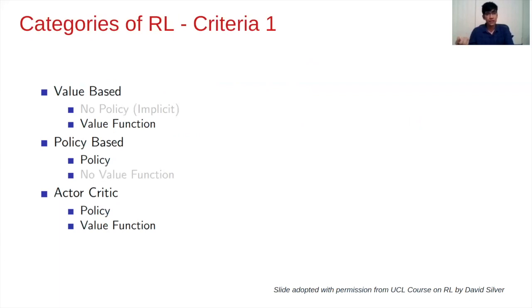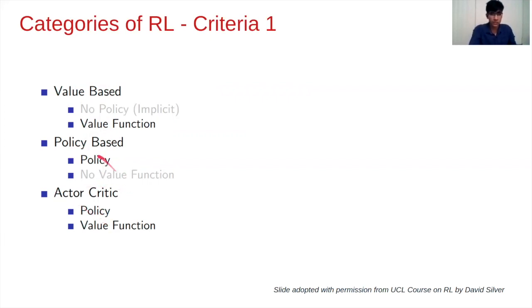And there are many algorithms in reinforcement learning, and they are categorized based on various criteria. The first criterion is that if a reinforcement learning algorithm uses just a value function and no policy, it's called value-based reinforcement learning. If a reinforcement learning algorithm uses a policy but no value function, it's called policy-based reinforcement learning. And if it uses both a policy and a value function, it's called actor critic.